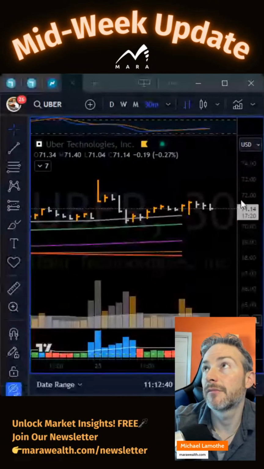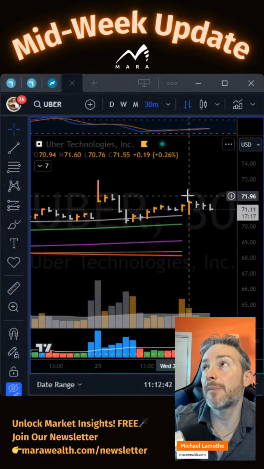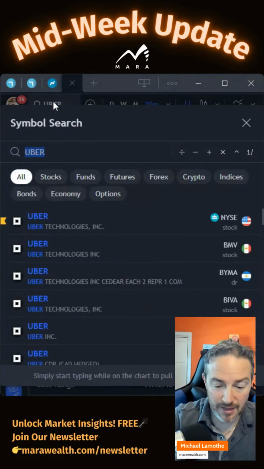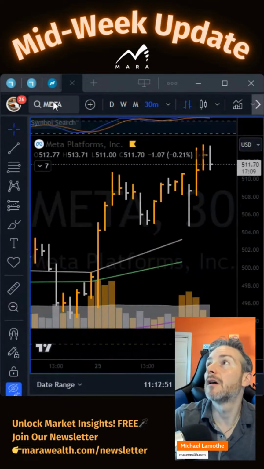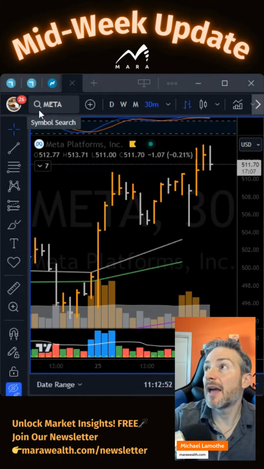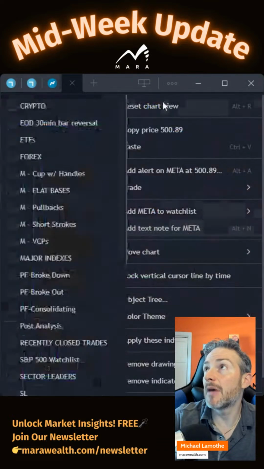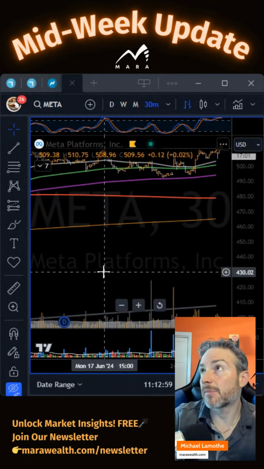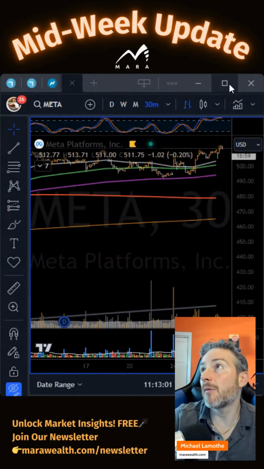So let's get back into the charts. Right, so that's what happened to Uber. There's plenty of stocks that are looking like that right now. And here's one that I had on the radar for today, Meta. Meta's another one that breaks out, pulls back, breaks out, pulls back.